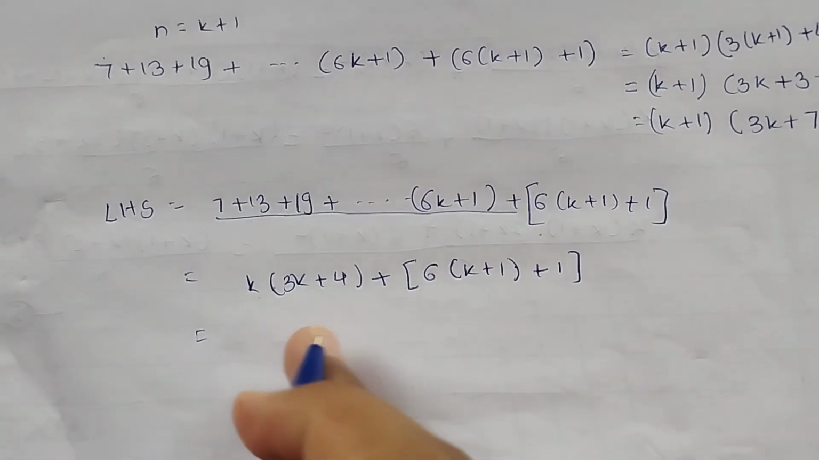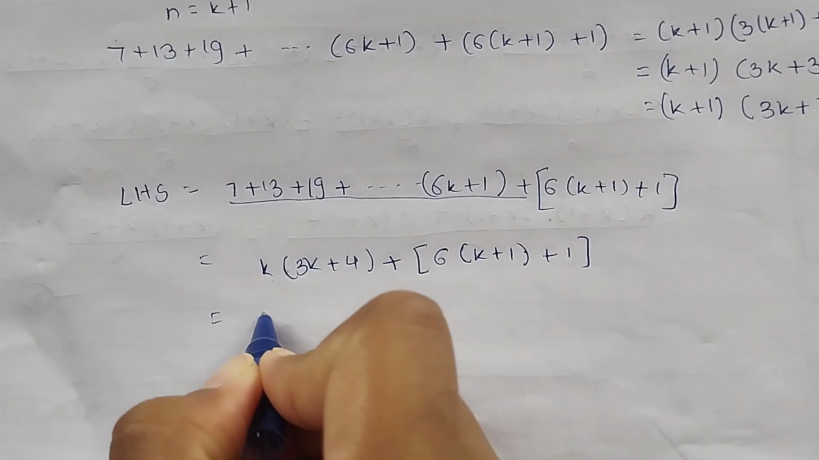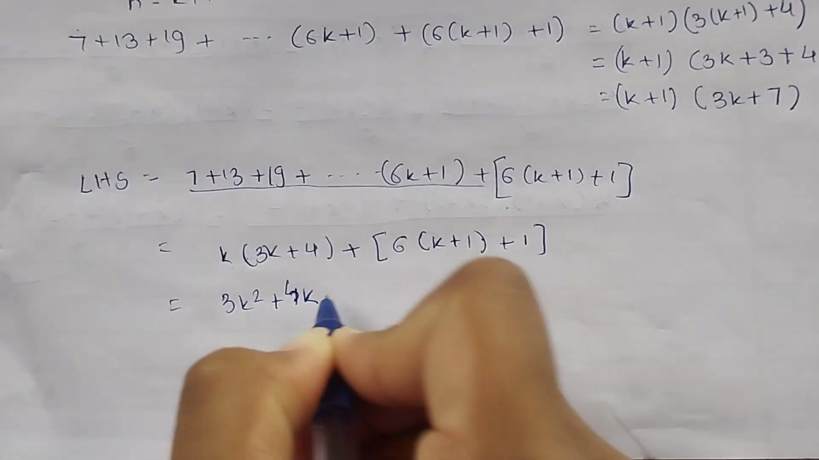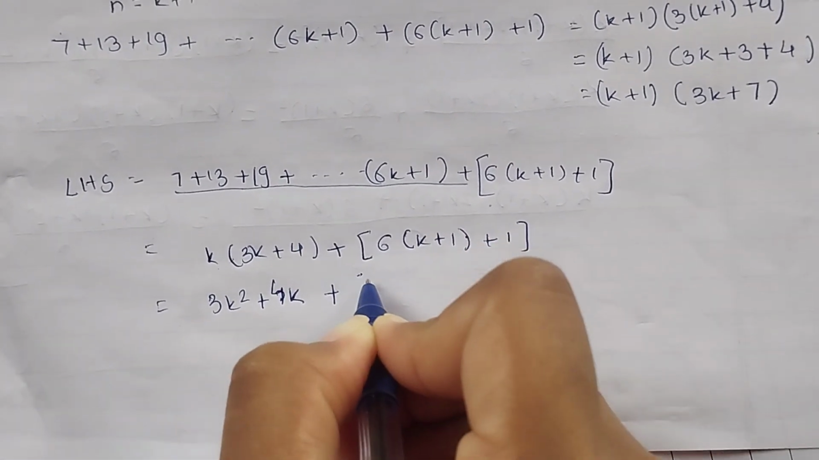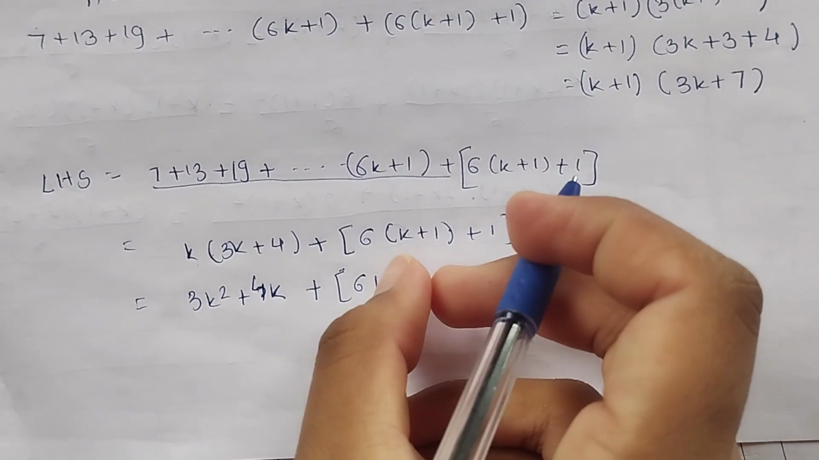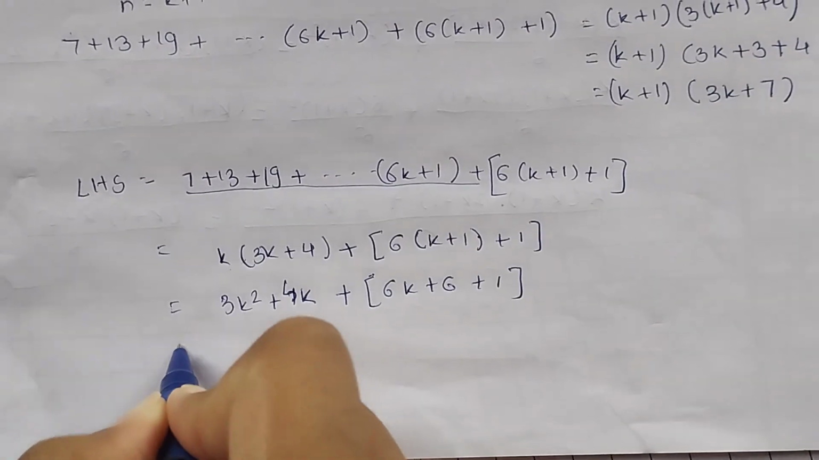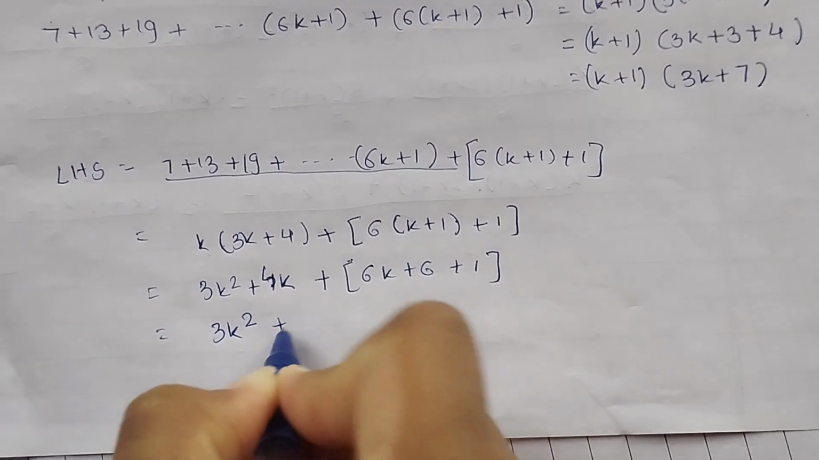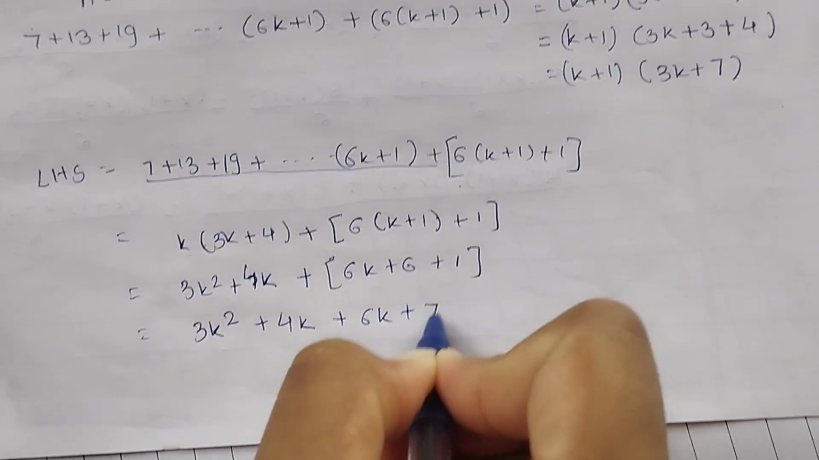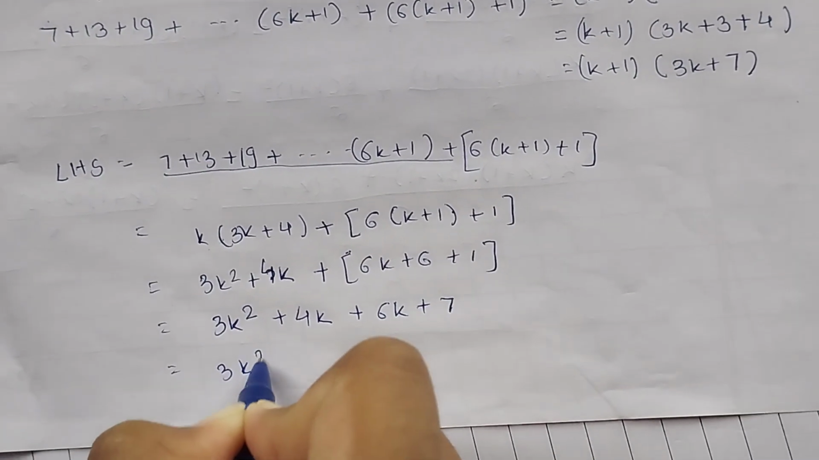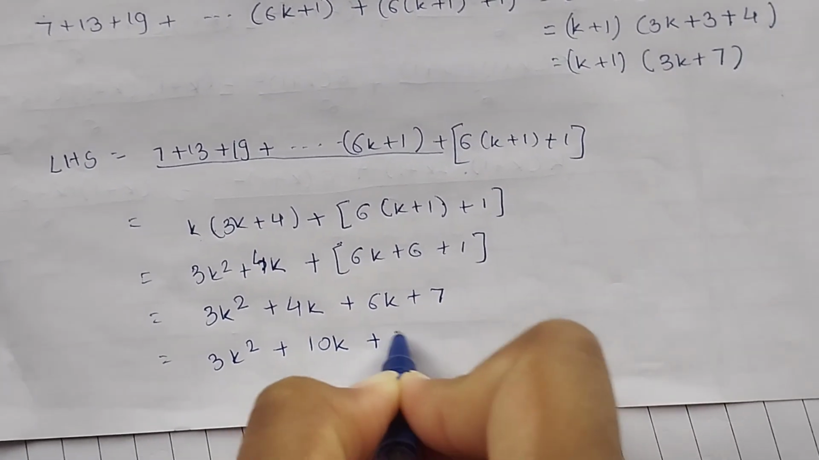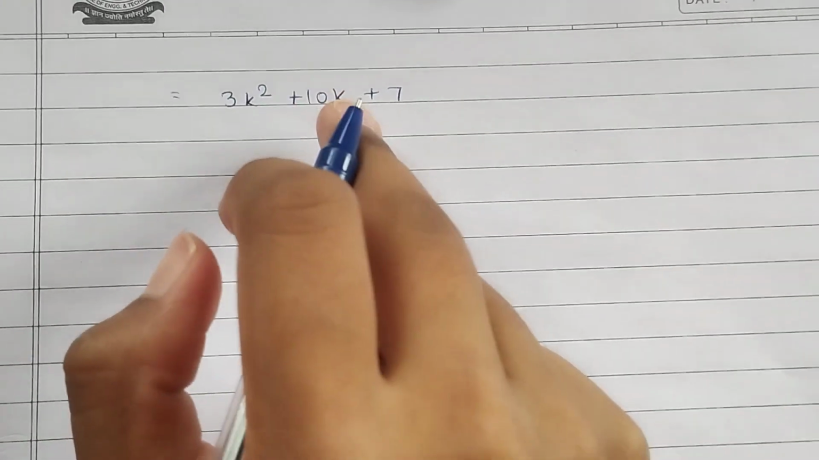Now we multiply this k with this bracket. So this is equal to 3k square plus 4k plus this 6k plus 6 plus 1. We multiply this 6 with the k plus 1. So 3k square plus 4k plus this 6k plus 7. So 3k square plus this 10k plus 7. We solve this quadratic equation.